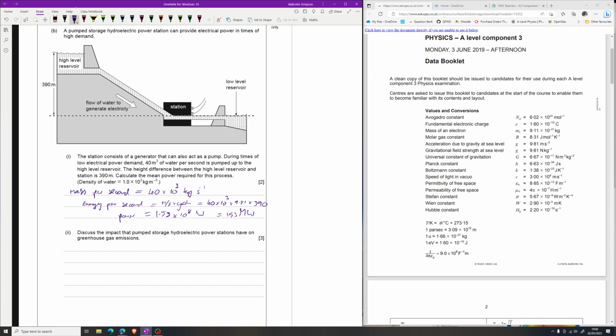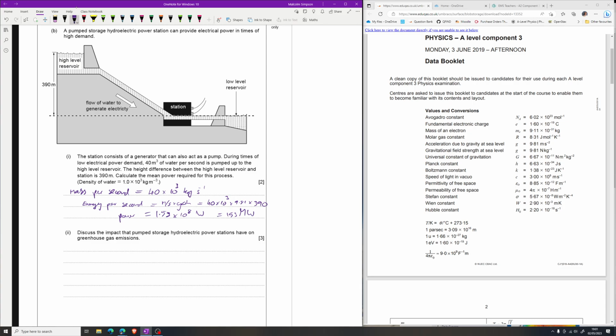Discuss the impact that pump storage power stations have on greenhouse gas emissions. Well, arguably, pump storage is useful because it means that we don't waste energy. If we're producing an excess of electricity, this is a way of storing that energy rather than wasting it. So irrespective of how that electricity has been produced, that obviously saves energy. And if you're saving energy, then you're saving the need to burn fossil fuels elsewhere to produce emissions.